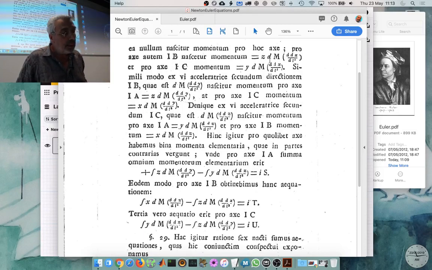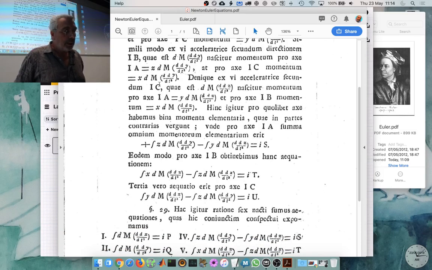And then he says, yes, but this dm x double dot also gives a torque about the other axis, y times dm x double dot. So if you have a point mass and it has an acceleration in a direction, you get a torque about this axis and you get a torque about the other axis, about the two axes.